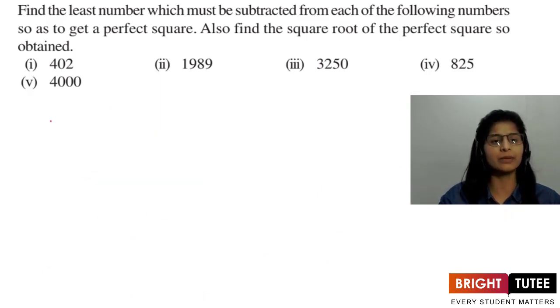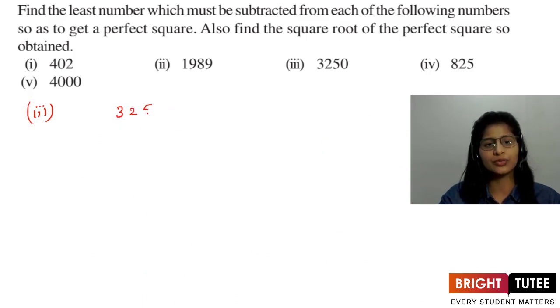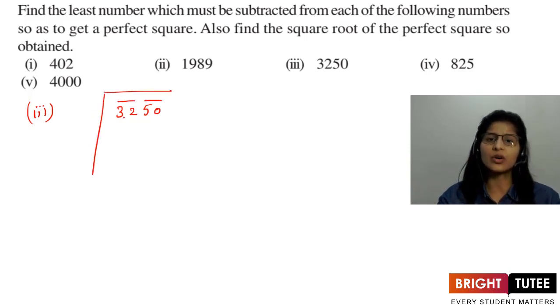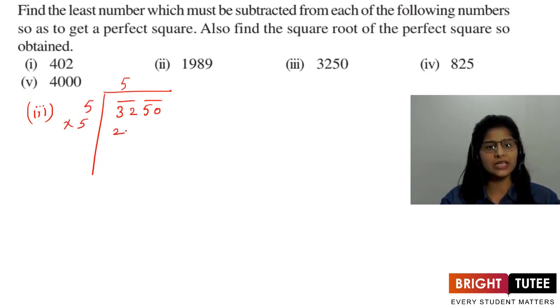What is given in the third part? We are given 3250 in the third part. Form the pairs and place the bars from the rightmost digit like this. Now start. With 32 we can't go with 6 into 6, right? So we'll go with 5 into 5. 5 into 5 is 25. Subtracting 25 from 32, we get 7, and we are going to copy down 50 here, right?